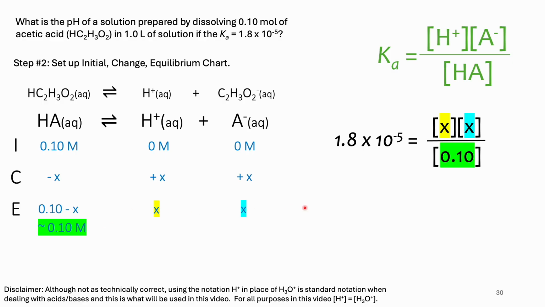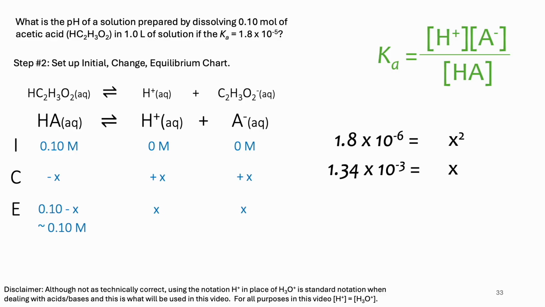So we can plug our equilibrium concentrations here into our equilibrium constant expression. We have x times x on the top, which is going to be equal to x squared. Now we can go through and multiply each side of our equation by 0.1, and then we can take the square root of each side, and what we're going to find is that x is equal to 1.34 times 10 to the negative third molar.